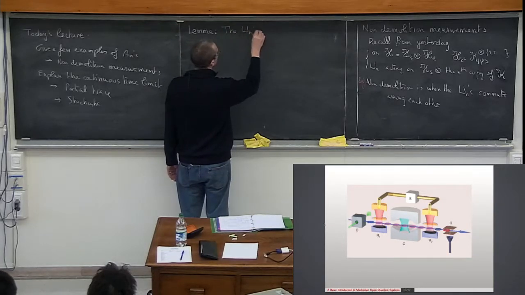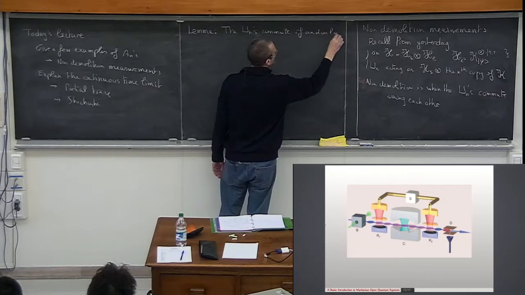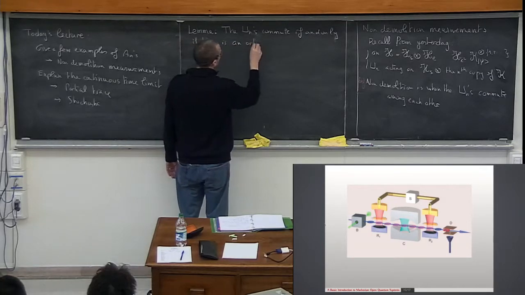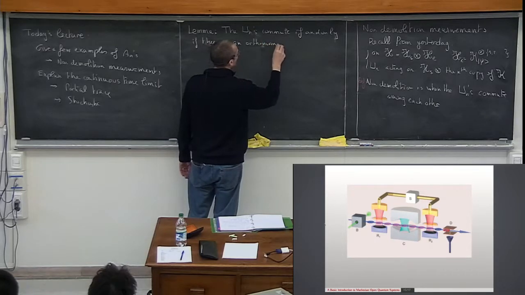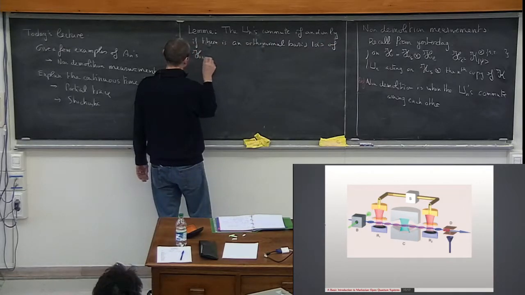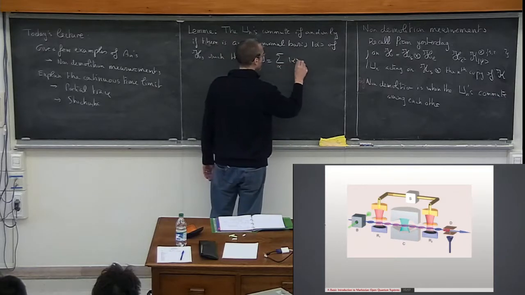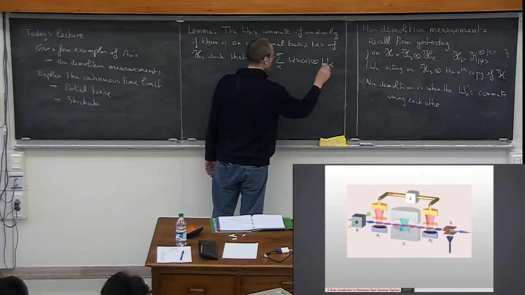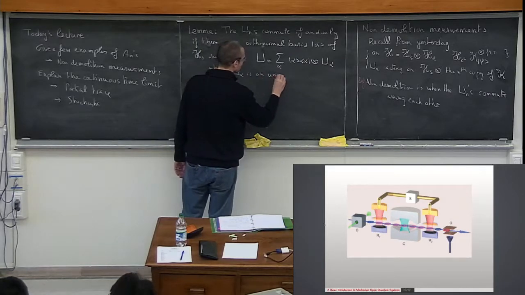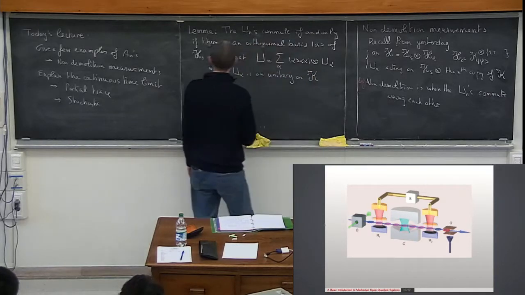the UNs commute if and only if there is an orthonormal basis alpha of HS such that U can be written as sum over alpha of alpha tensor U alpha, where U alpha is a unitary on K. Okay, this is the lemma.